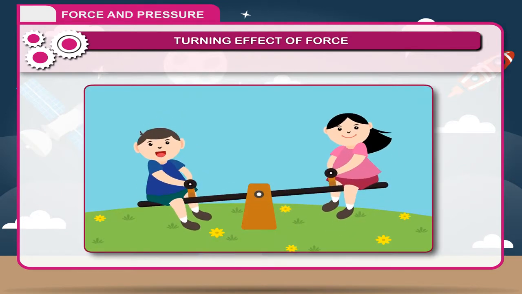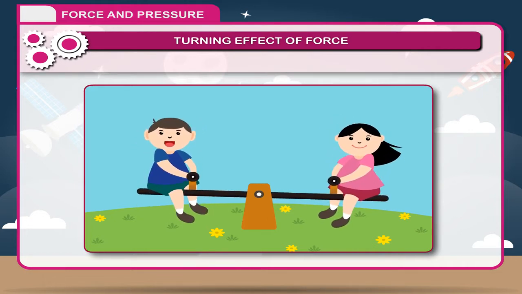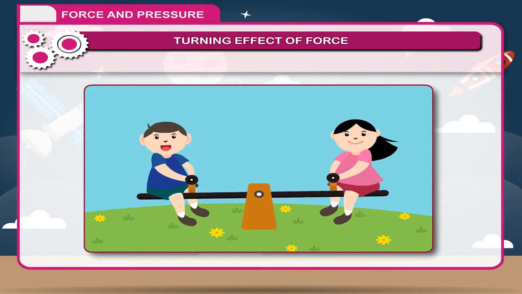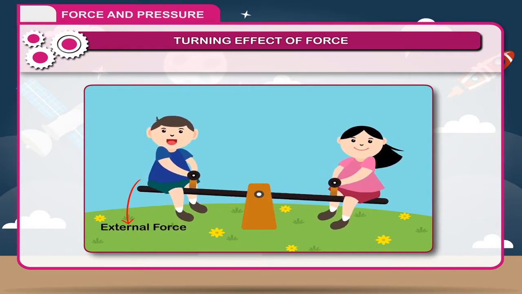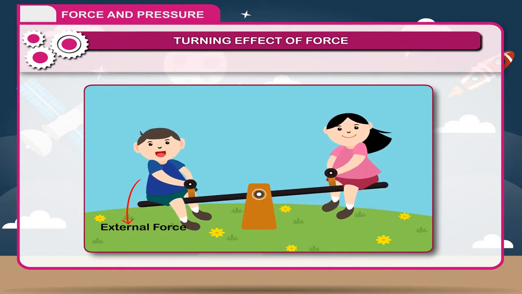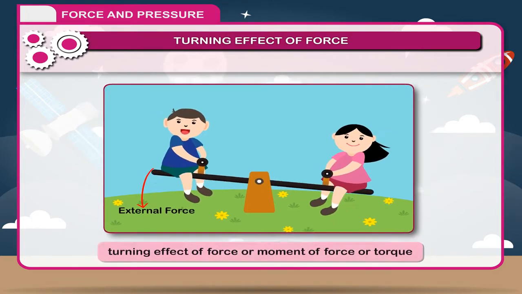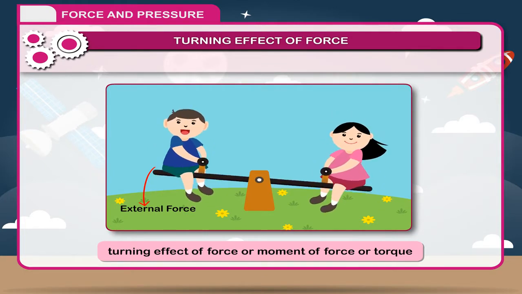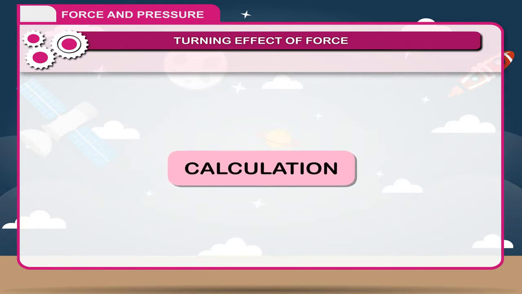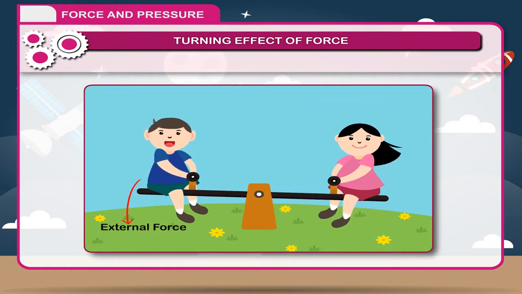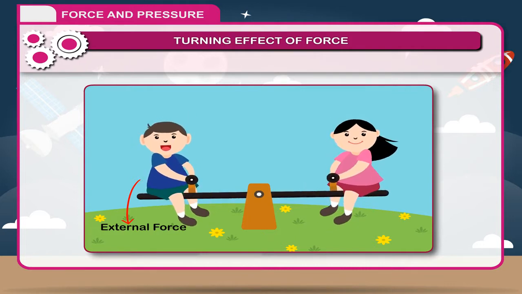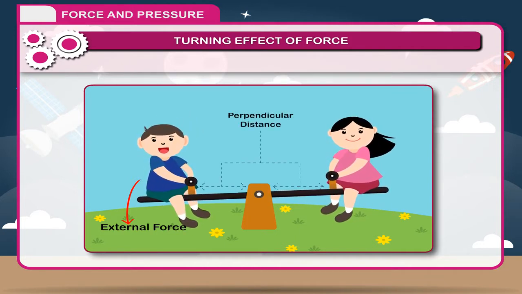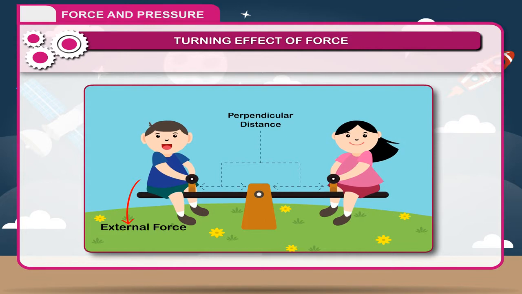It is not the force alone, but how and where the force is applied that is important. Thus, when an external force acts on a body, it has a tendency to rotate the body about a fixed point. It is called turning effect of force or moment of force or torque. Calculation: moment of force or torque is measured by the product of magnitude of force and perpendicular distance of the line of action of force from the axis of rotation.